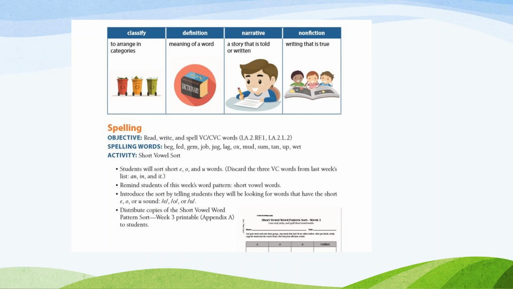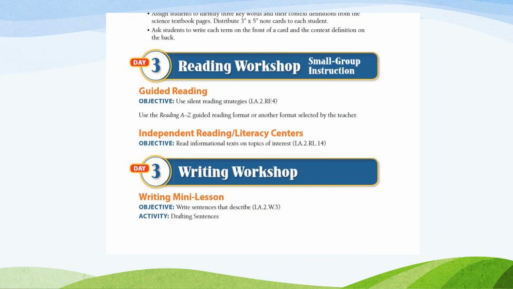Again, another example. In the DLG, there will be color. So for instance, in this example chart, in the appendices, however, they will not be. They will all be black and white. Next slide, please. And again, this is just showing you how we don't have a lesson for guided reading, but there is an objective and the reminder about using Reading Aided Z or another format selected by the teacher. Okay, next slide, please.